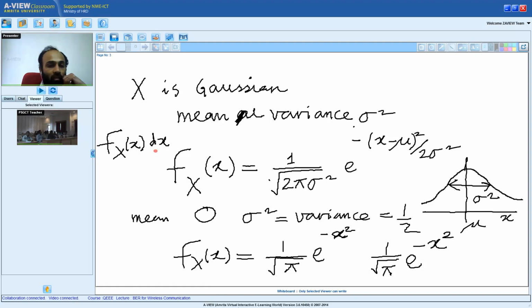That is, f of x is not the probability. Correct, PSG College? F of x into dx is the probability that it lies in the small interval of length dx. Is that correct? Is that what you are trying to say? Is that fine? Okay, sir.